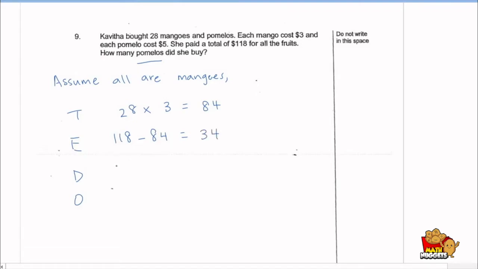Next, we find the small difference, which is the difference between a pomelo and a mango, which is 5 minus 3, which is $2. Next, it would be a divide, and we will find the opposite, which is the pomelos. There are 17 pomelos.